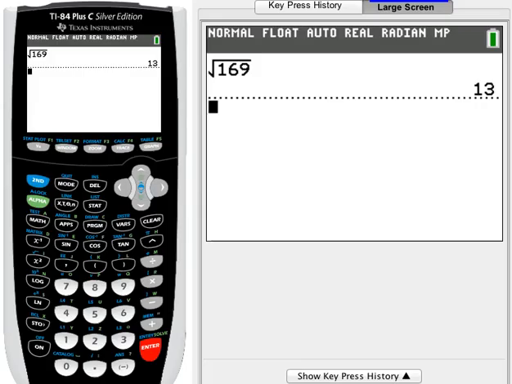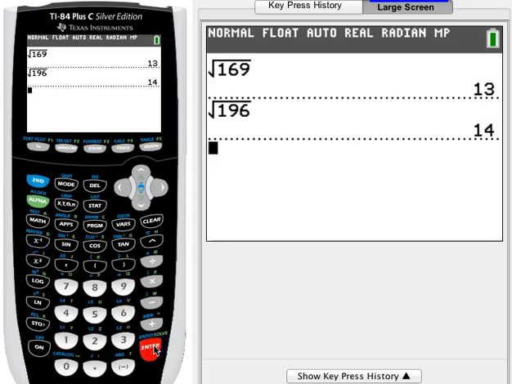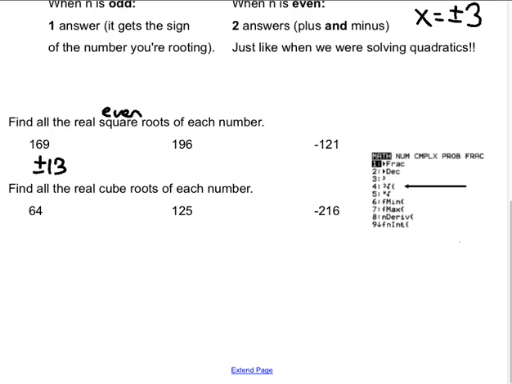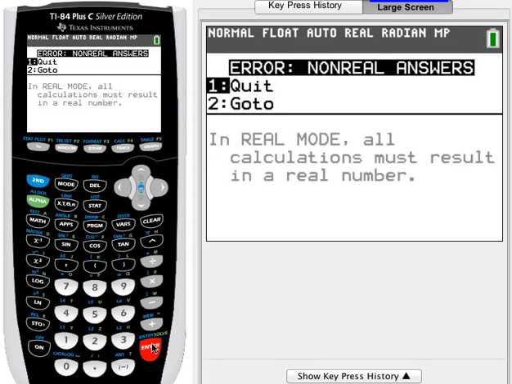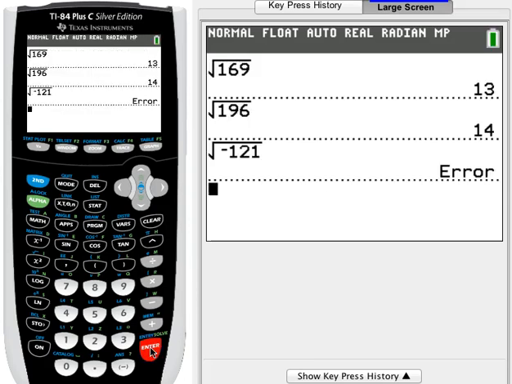196. Again, let's say you don't know it. 196, you get 14. But of course, you're taking an even root, so it's plus or minus. Now, remember though, look what happens if you try a negative number. Oh, it is not happy. Remember, you can't take the square root of a negative number. It's not real.